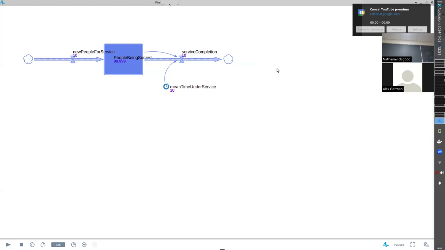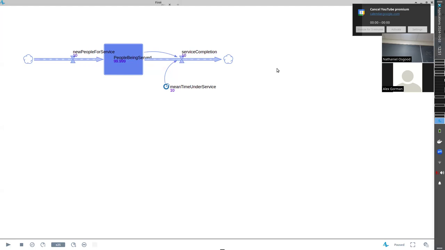And the value of this will be X. And the value of this flow will be target, take the gap between that and X. If target is bigger than X, the target minus X will be positive. If target is less than X, it will be negative. And we'll divide it by some delay, which is another parameter called delay.